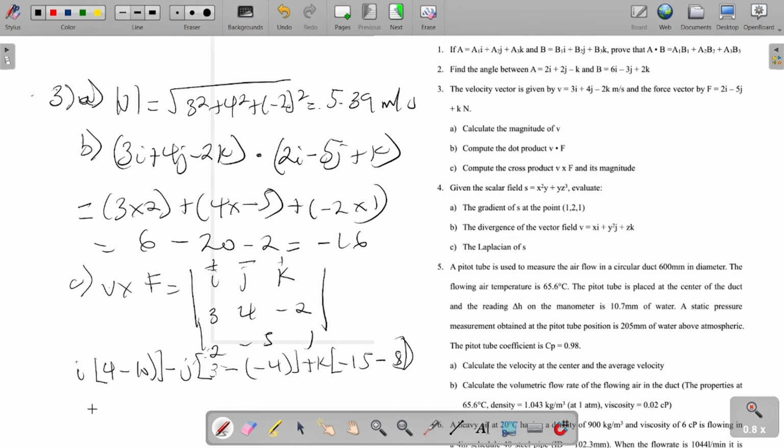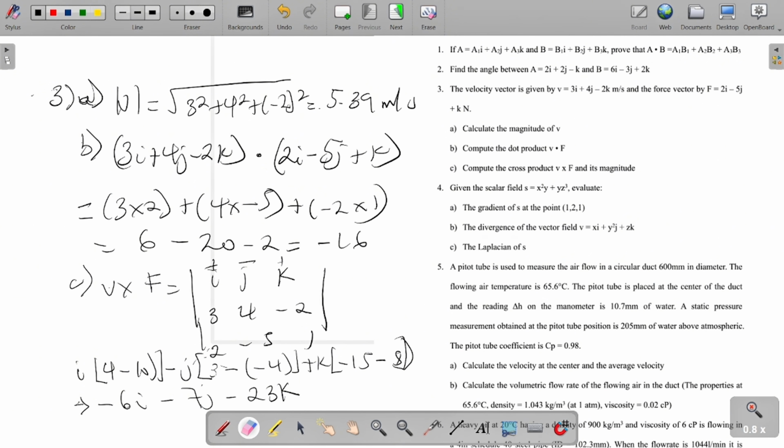So over here I'll end up with 4 minus 10 is minus 6, so minus 6i. Then over here I'll be getting minus 7j. Then here I'll be getting minus 23k, right? So I have the cross product between those two vectors, and they also ask us to calculate the magnitude.